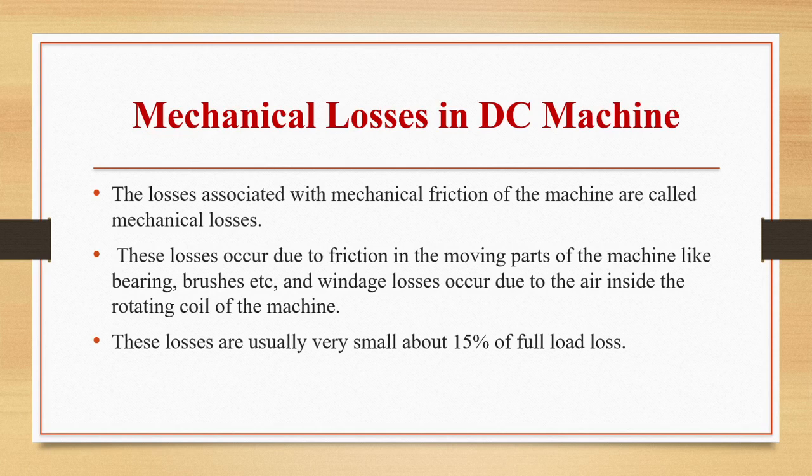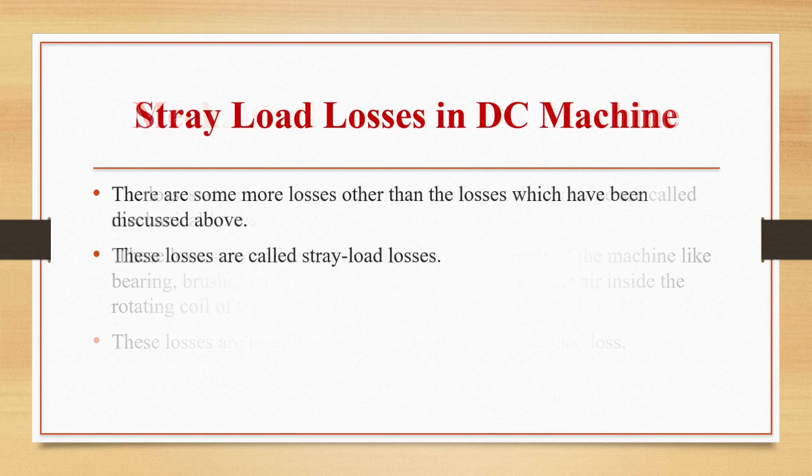Mechanical losses are absent in the case of a transformer, because there are no moving parts in a transformer. Whenever moving parts are present in any machine, mechanical losses will occur. And these losses are usually very small, about 15% of full load losses.